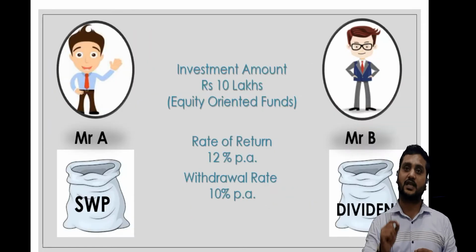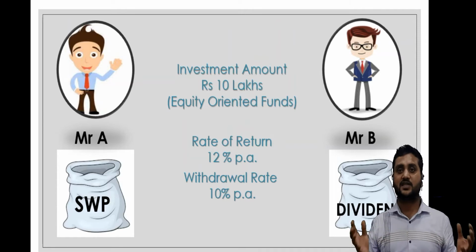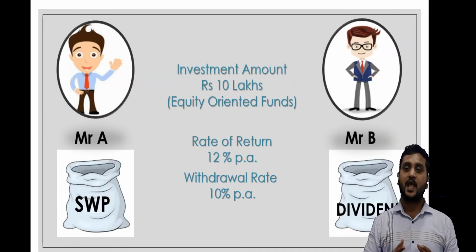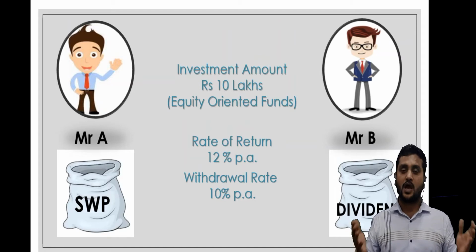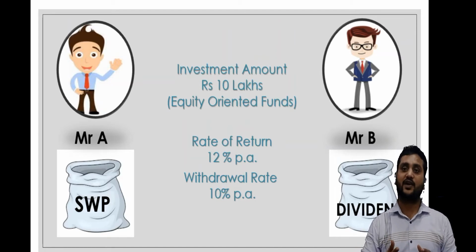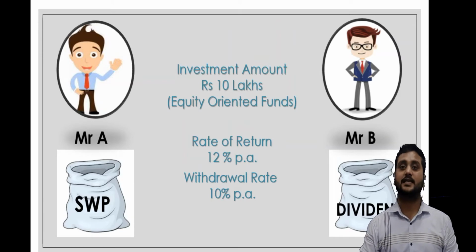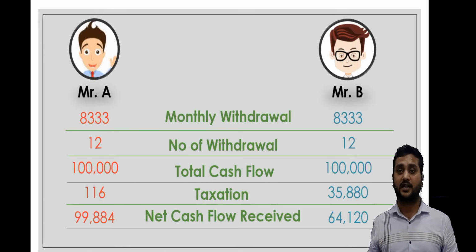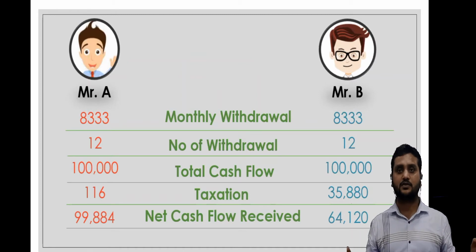Let us understand this with the help of an example. There is Mr. A and there is Mr. B. Both are investing 10 lakh rupees in an equity oriented fund. One is opting for a systematic withdrawal plan and the other is opting for the dividend option. Assuming both funds are giving 12% per annum returns and both of them are withdrawing money at 10% per annum, Mr. A receives 8,333 rupees, and Mr. B as well receives 8,333 rupees. We have taken an example of 12 months, so on a 12-month basis, both of them receive 1 lakh each.